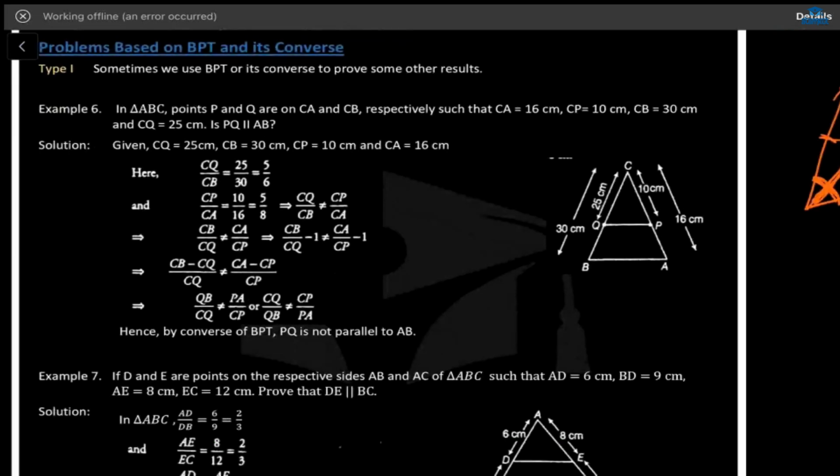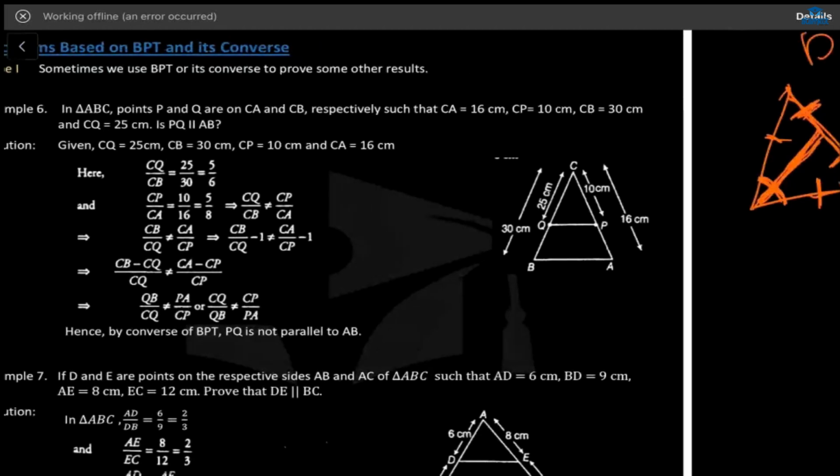In triangle ABC, points P and Q are on CA and CB respectively, such that CA, CP, CB and CQ, all four values, are given to you, and it is asking you whether PQ is parallel to AB. Now, what will be the condition for PQ to be parallel to AB? It is asking the converse of BPT. In the converse of BPT, if the ratios of the sides are similar, then PQ is parallel to AB.